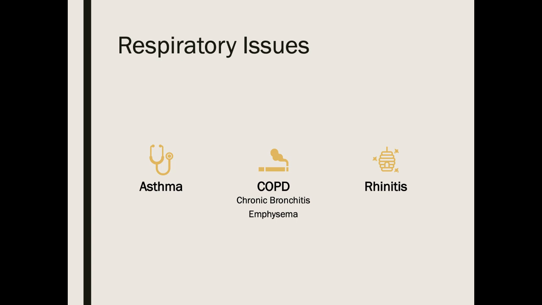We've got asthma, we've got COPD, chronic obstructive pulmonary diseases. And under our COPDs, we've got chronic bronchitis, we've got emphysema, and just our everyday rhinitis, right? Your runny nose. These are our respiratory issues, and what medications can we give and administer to help control the symptoms of these issues?